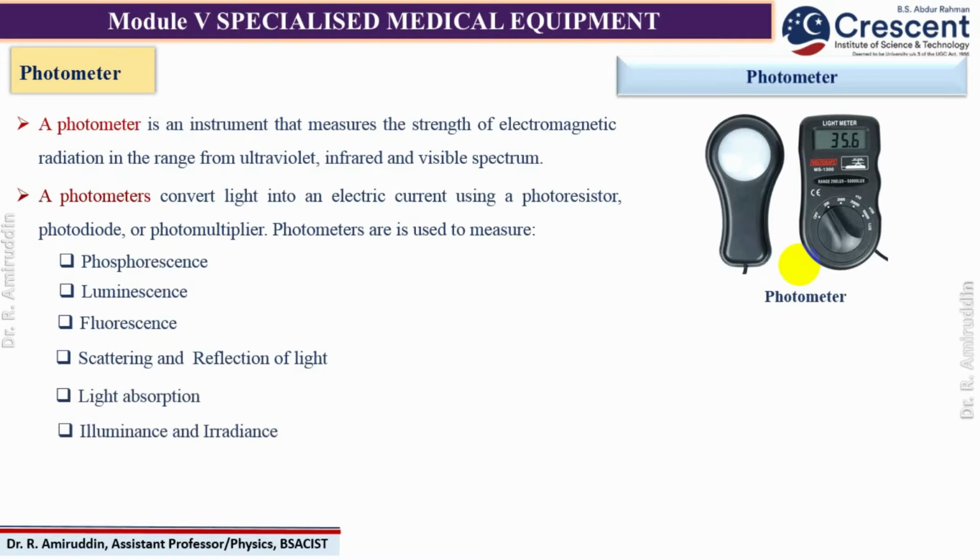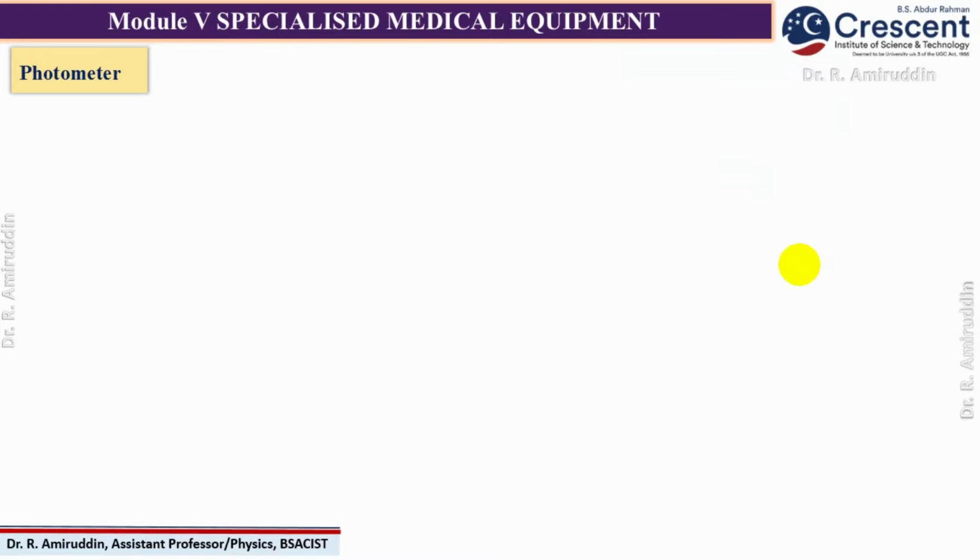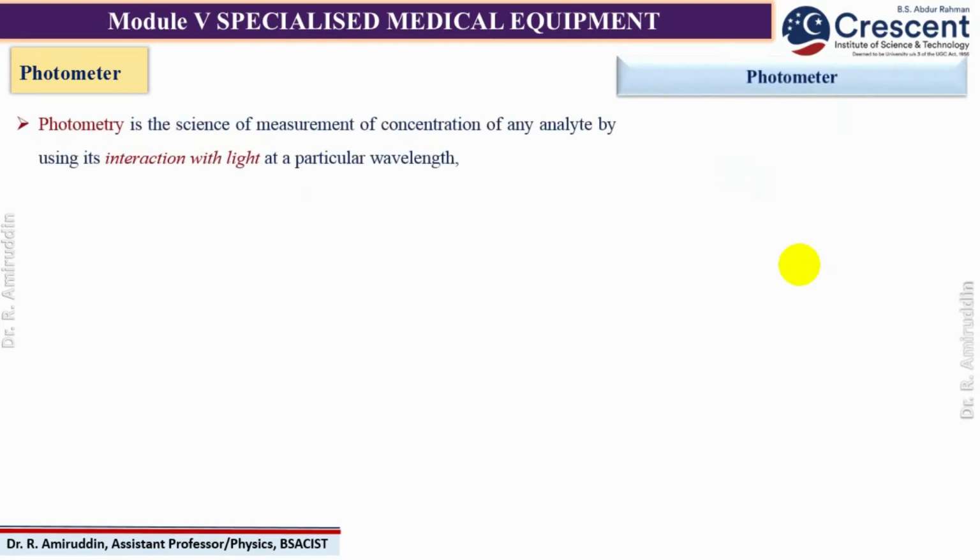Based on this basic idea, let us see what this photometer device is and how it will be useful in biomedical instrumentation. This photometer relies upon photometry, which is the science of measuring the concentration of any analyte by using its interaction with light at a particular wavelength.